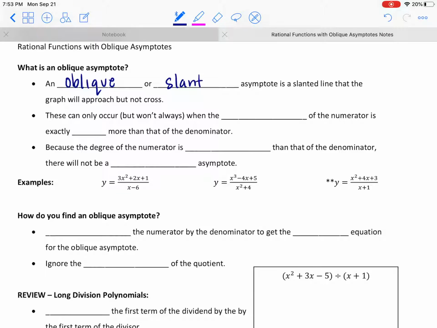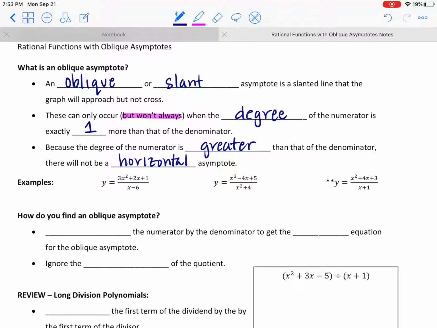An oblique asymptote, again also called a slant or slanted asymptote, is a slanted line that the graph will approach but not cross, just like the horizontals and the verticals. These can only occur, but I want to highlight they won't always, but they can only occur when the degree of the numerator is exactly 1 more than the degree of the denominator. And because the degree of the numerator is greater than the degree of the denominator, there will not be a horizontal asymptote. So obliques and horizontals can never happen at the same time.